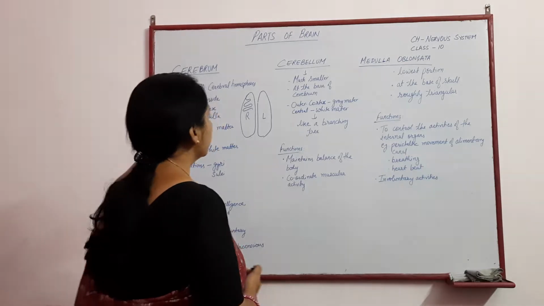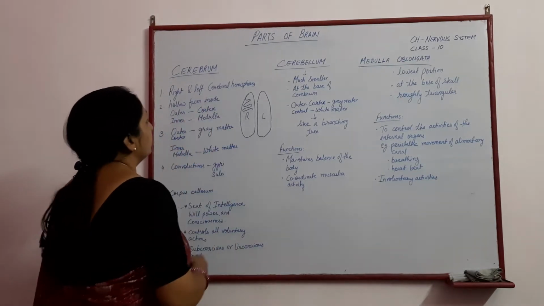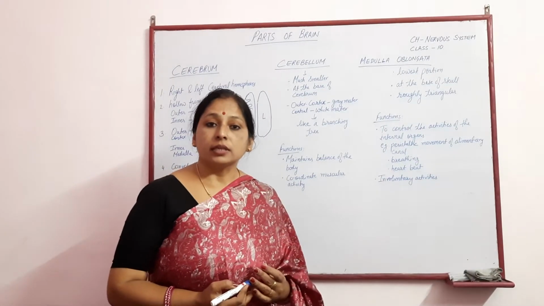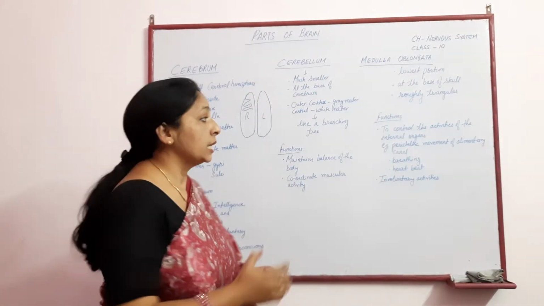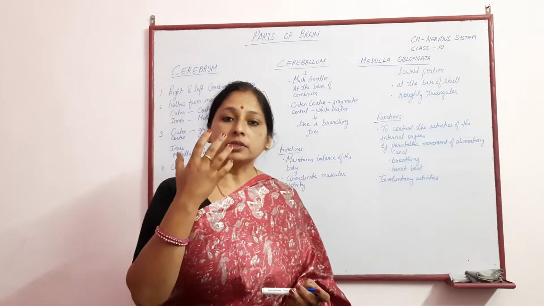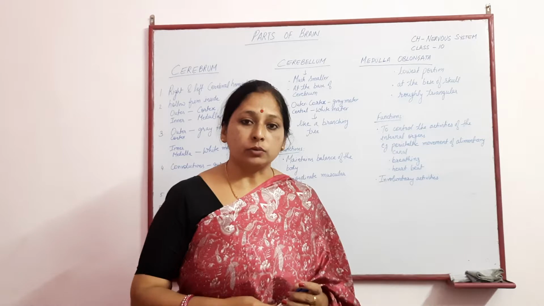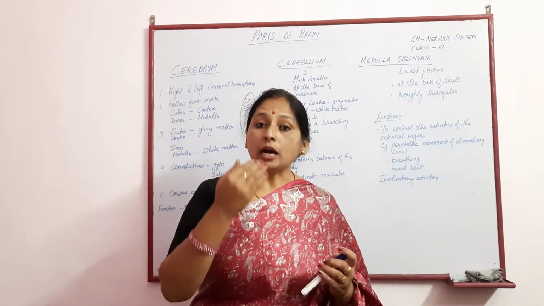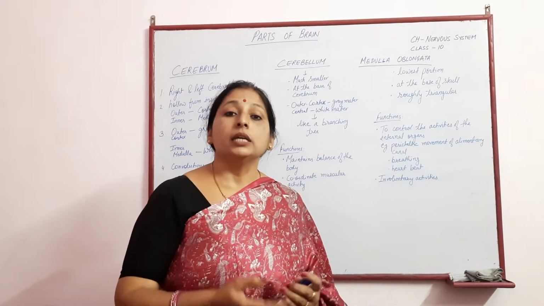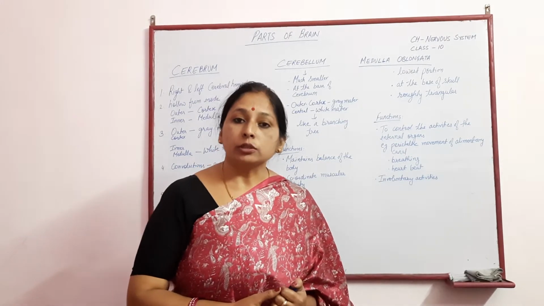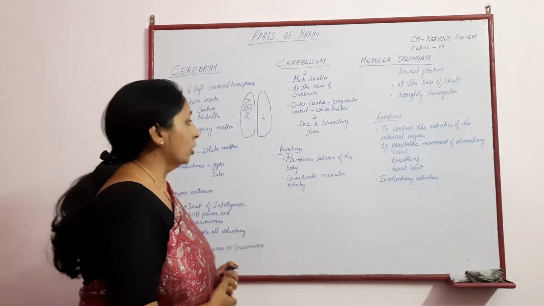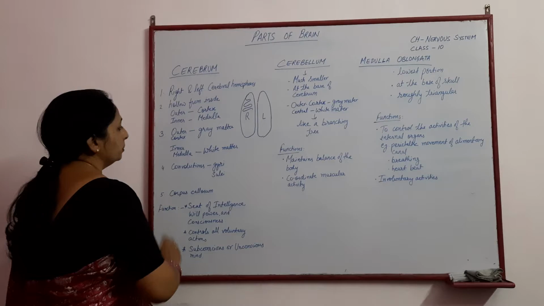So the cerebrum is the outermost layer. The cerebrum is divided into two parts, the right and left cerebral hemispheres. These cerebral hemispheres are hollow from inside, and the outer covering is two layered. The outer layer is the cortex, and the inner layer is the medulla. Outer cortex and inner medulla.